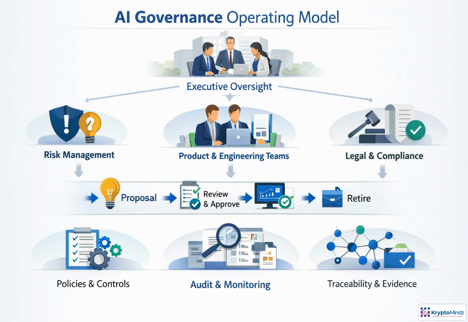An AI governance operating model turns principles into day-to-day decisions. Executives set risk appetite and accountability. Risk, legal, privacy, security, and compliance teams translate that direction into policies and controls. Product and engineering teams apply those controls as use cases move from proposal through review and approval into monitoring and eventually retirement. The key idea is repeatability. Decisions are documented, escalated when needed, and supported by evidence showing why the AI system was allowed to operate.